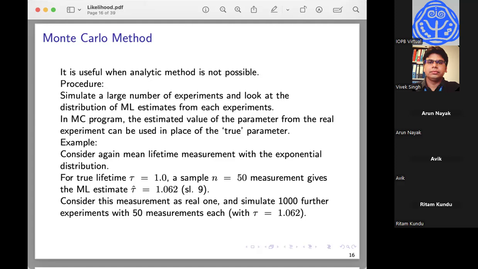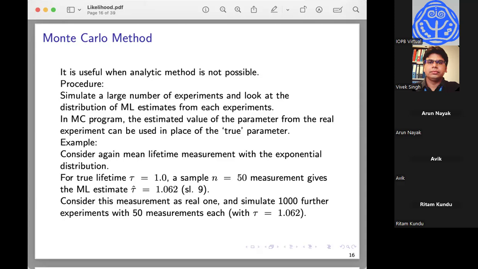So for each experiment you again get n number of observations, and you calculate the parameter theta again. Similarly, keep doing this, say, 1,000 times. Every time you will get slightly different values and you will have a distribution. That gives a spread over your theta hat, and you can quote that as the statistical error on your estimated value of the parameter.